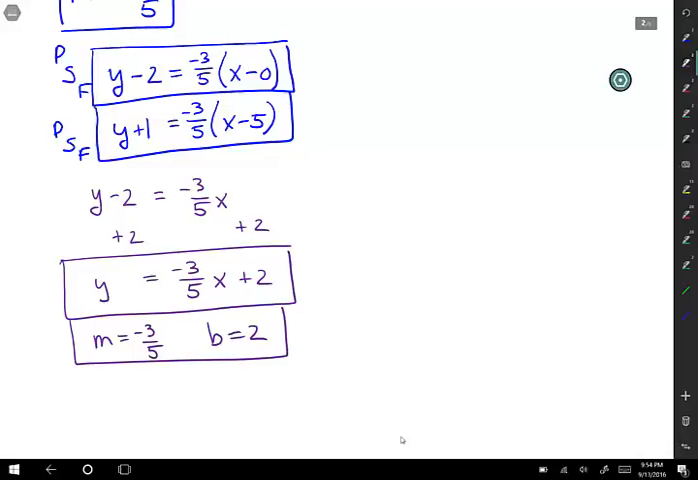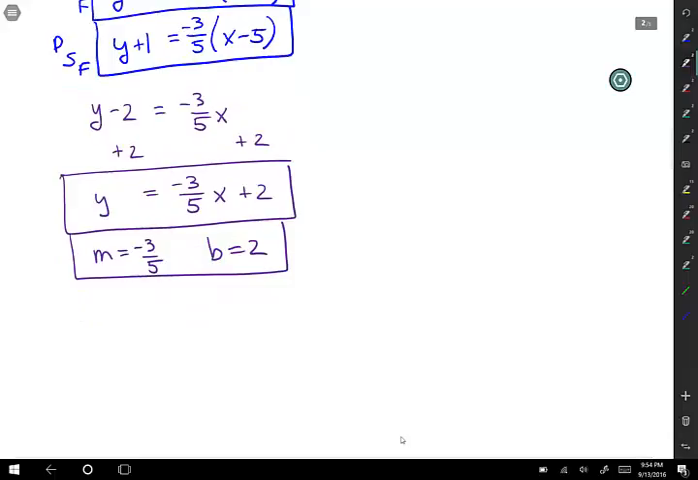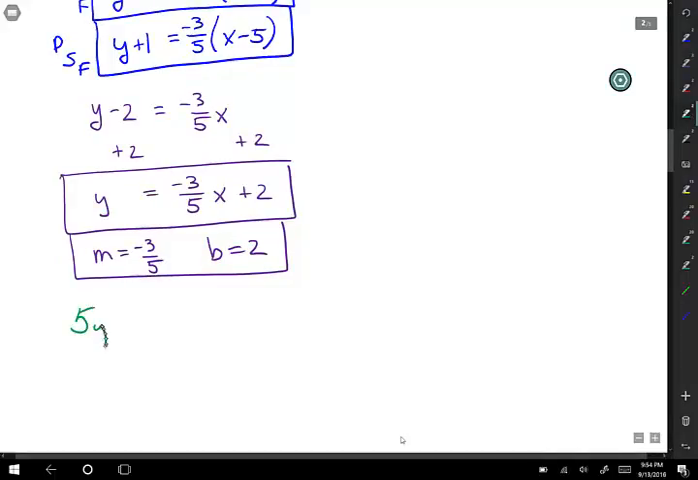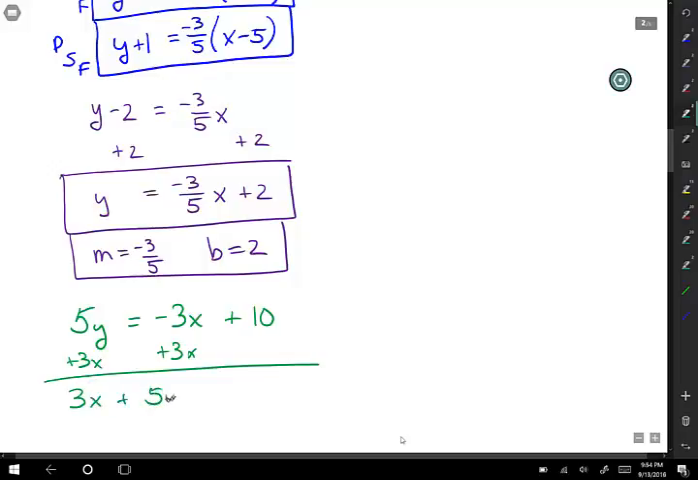That makes it very quick for sketching. If I want to take this to standard form, I can multiply through by 5, and that'll get me to standard form. So I'm going to multiply everything by 5. 5y, negative 3x, and 10. I add 3x to both sides, giving me a final answer of 3x plus 5y equals 10. So there's my standard form.